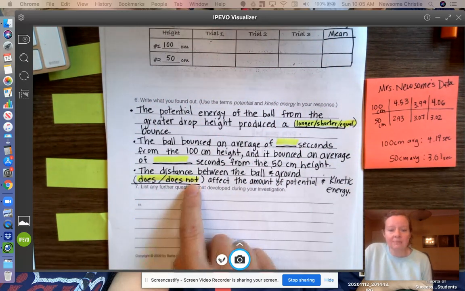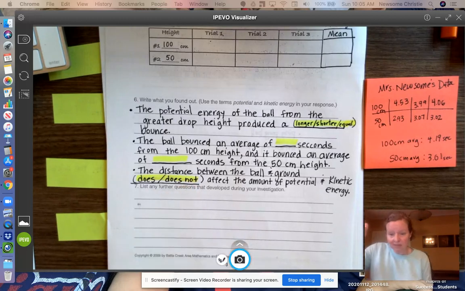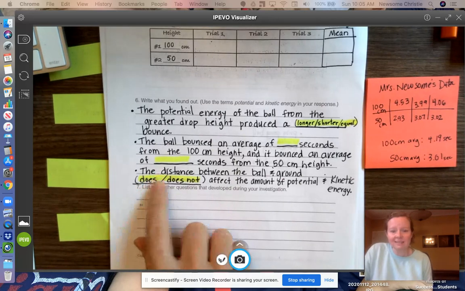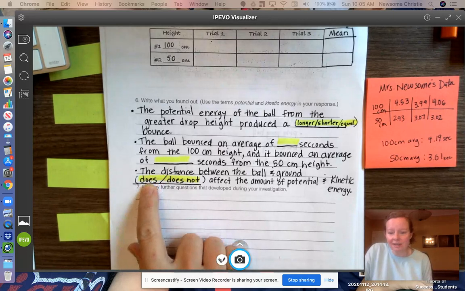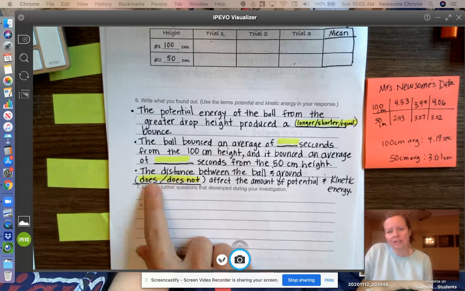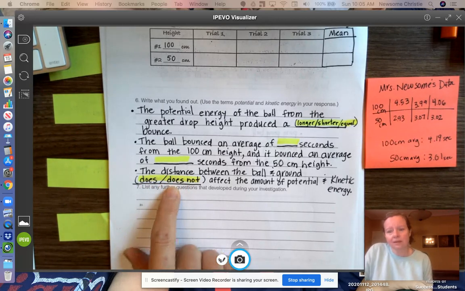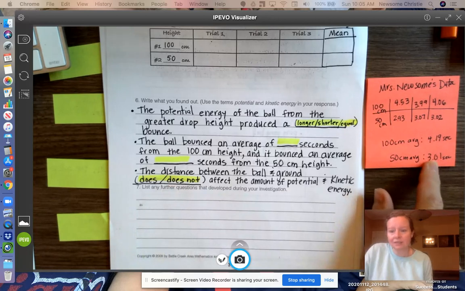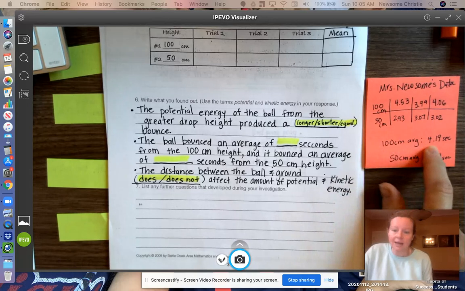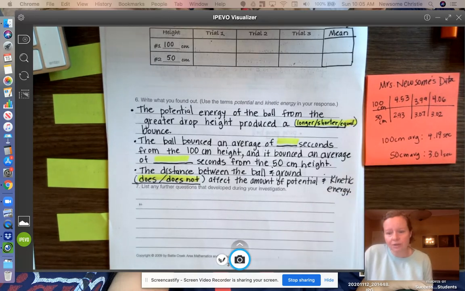So did changing it make it bounce longer? Did raising it up bounce longer? Did decreasing that height above make it bounce shorter? If it did, then yes, it does affect the amount of potential and kinetic energy. If your ball bounced the exact same, no matter what height you dropped it at, then you would say it did not affect it. It was the same every height. So look at your data and see which way you think it goes. My data, it did affect the amount of potential and kinetic energy. A higher drop gave me a longer bounce time, is what my data proved. So look at yours and see what your data proves.